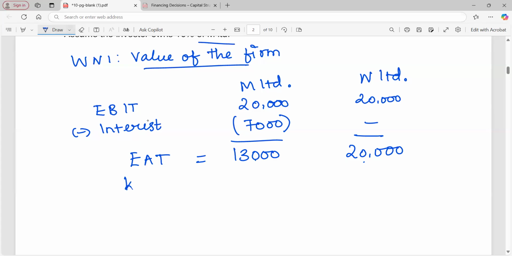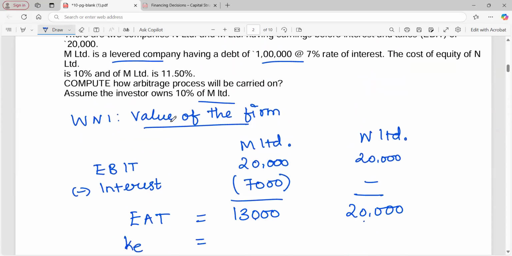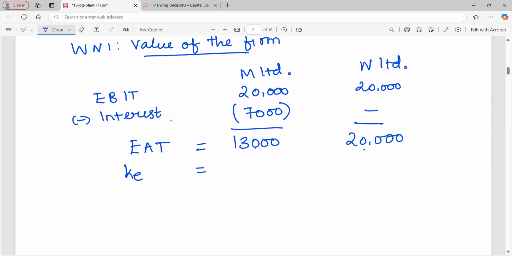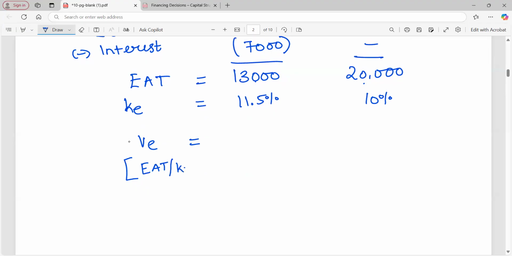Now in the question they have given us the cost of equity for both the companies. For M Limited it is 11.5% and for N Limited it is 10%. So now we can calculate the value of equity. What is the value of equity formula? It is EAT divided by KE, or net income divided by KE. Both net income and EAT are the same. So the value of equity will be 13,000 divided by 11.5%, that is 13,000 divided by 0.115.